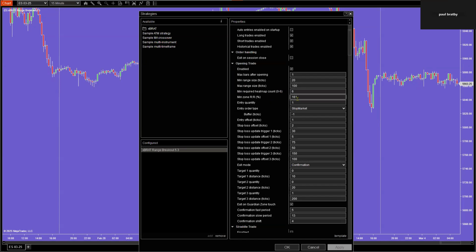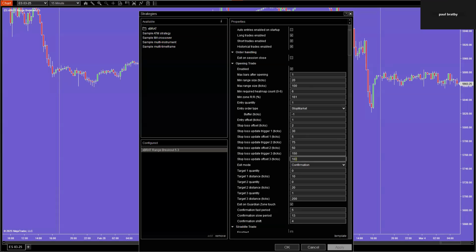Minimum risk to reward 1.61 to the next Guardian zone, very important. But also that is to any other. If I was using the London Open as well, it would be a risk reward to that next range as well. 1 quantity. I've got the buffer on -1. I want a stop market order. Entry offset 1, stop loss offset 2.